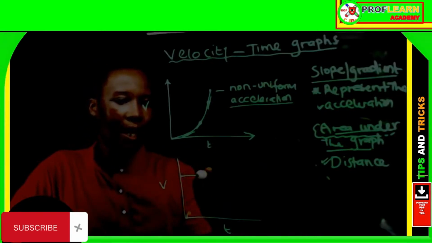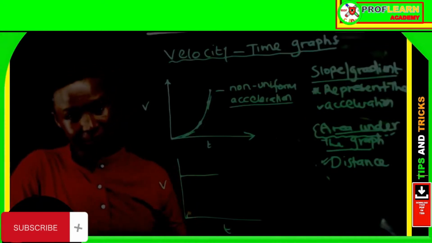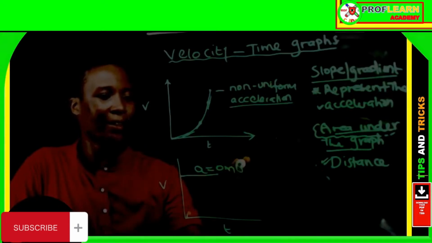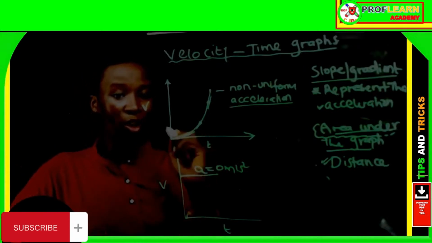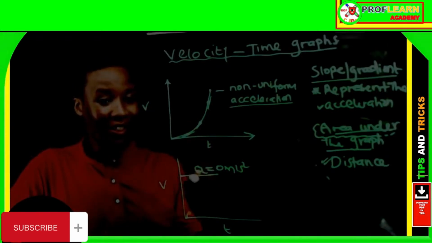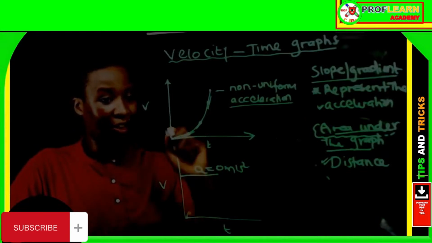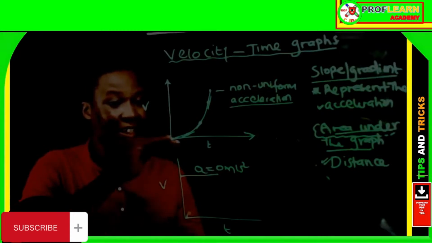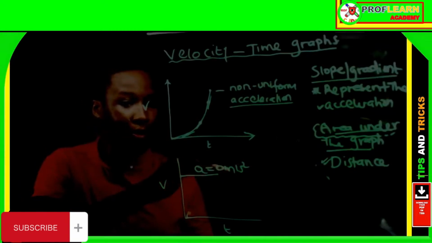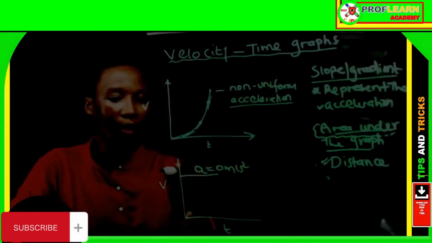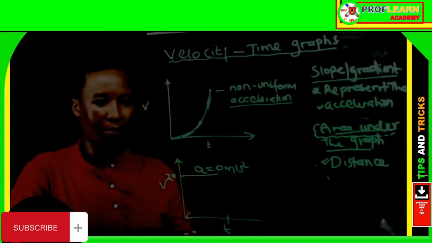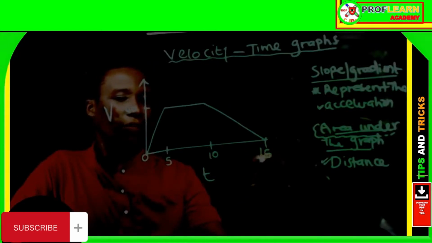If you have an object that is having that kind of graph, this object is having zero acceleration. Acceleration is 0 meters per second squared. This object is moving at a constant velocity, but the object is still moving. Most of the time, students forget here and say that the object is at rest. This object is moving, but at a constant velocity. If the velocity was 20 meters per second, it is maintaining that for a given period of time. 10 and let's say this is 15.